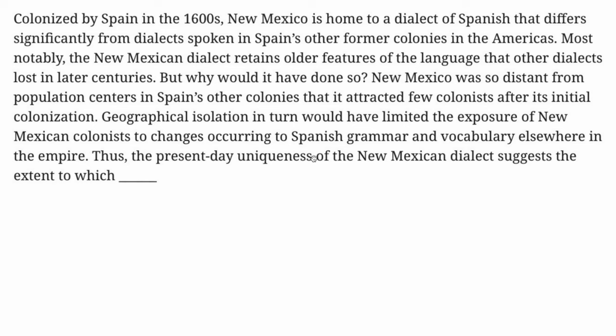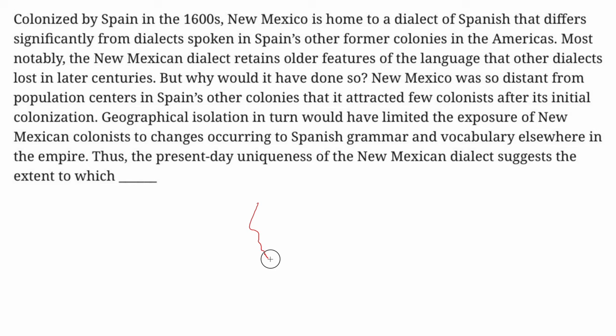So, colonized by Spain in the 1600s, New Mexico is home to a dialect of Spanish that differs significantly from dialects spoken in Spain's other former colonies in the Americas. Most notably, the New Mexican dialect retains older features of the language that other dialects lost in later centuries. But why would it have done so? New Mexico was so distant from population centers in Spain's other colonies. So, bad map of United States, and then I'm embarrassed to even do this, but you know, Mexico, Central America, South America. This isn't a geography class, but New Mexico would be kind of sort of roughly around there.